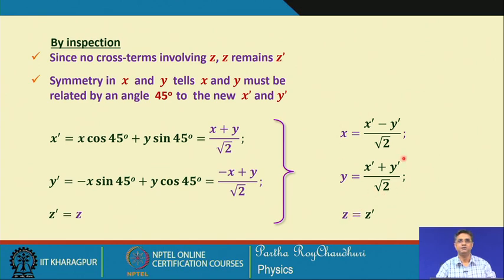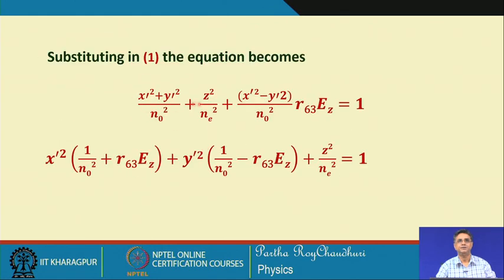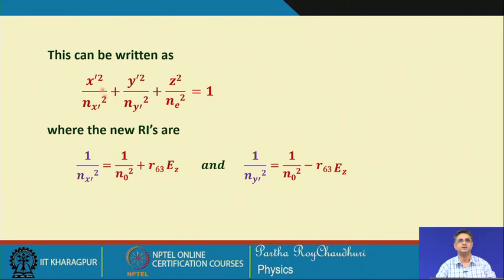If we substitute this into this equation, then we can rewrite this equation in this form, and then this equation becomes of this form: x prime square, 1 by n naught square plus. So, this is the additional term which has come along with 1 by n 0 square, and similarly the y square term is now associated with these two components. So, these are the new refractive indices in the principal axis system.